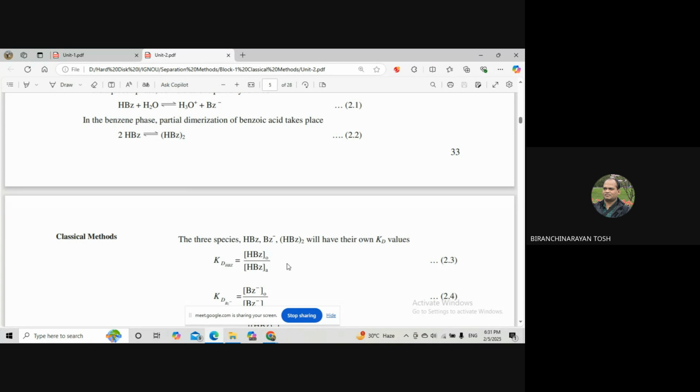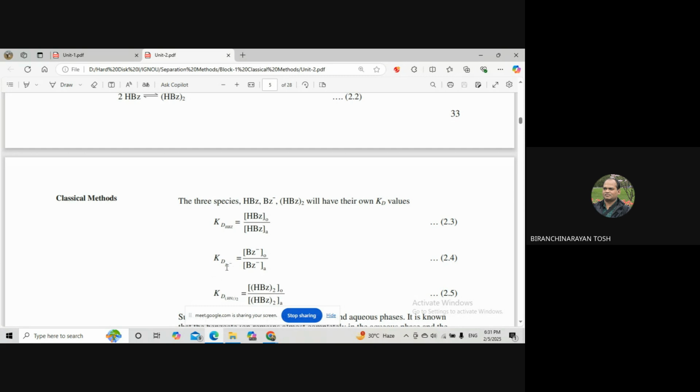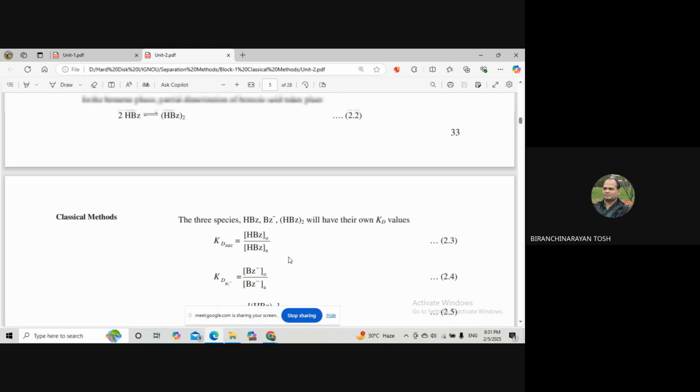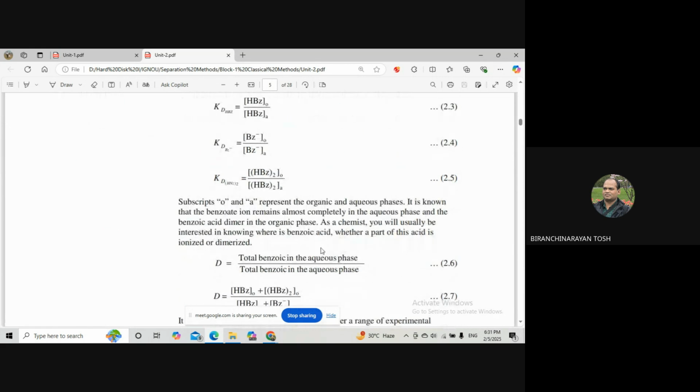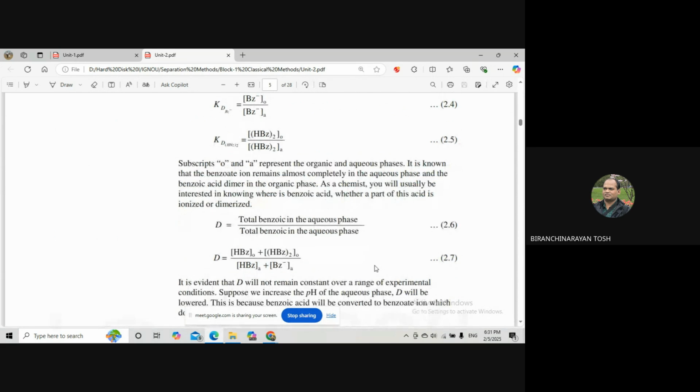distribution constant Kd. But what will happen in the case of the benzoate ion? You can say benzoate ion in the organic solvent and benzoate ion in aqueous. Similarly, the dimer will also have a partition coefficient: dimer in organic and dimer in aqueous. So the total D will be the total benzoic in the organic phase divided by the total benzoic in the aqueous phase. In the organic phase you have the benzoic acid and the dimer, and in aqueous you have the benzoic acid and benzoate ion.